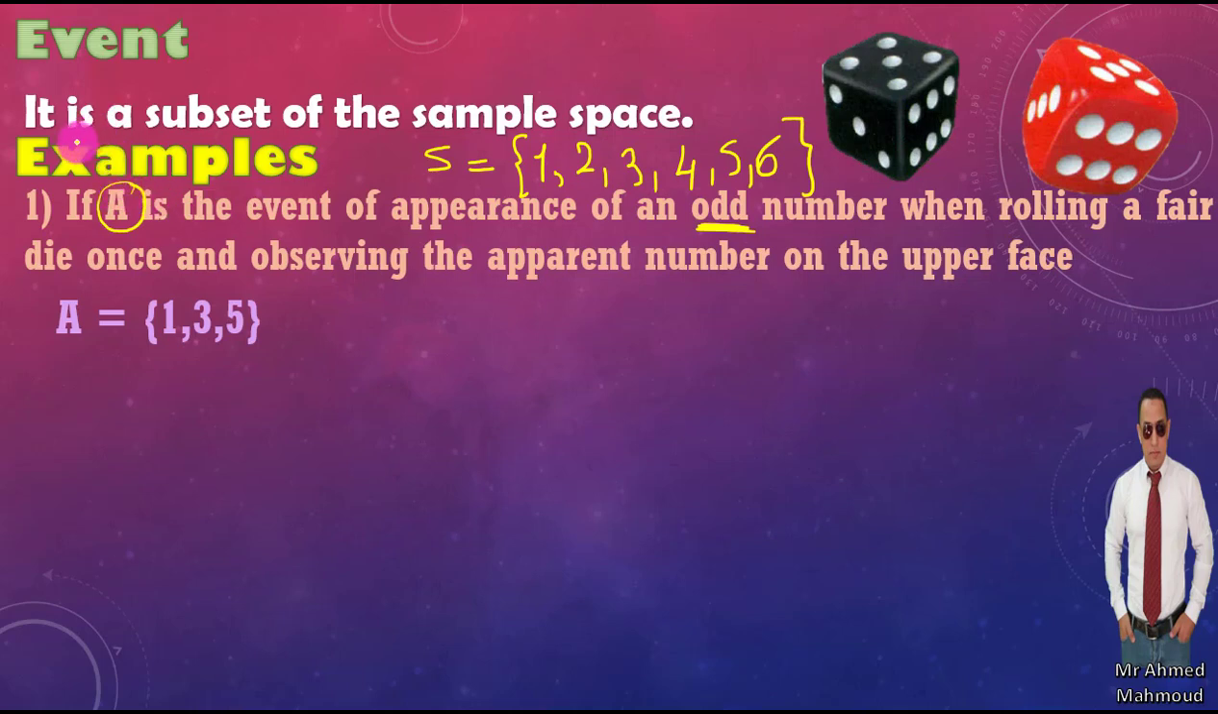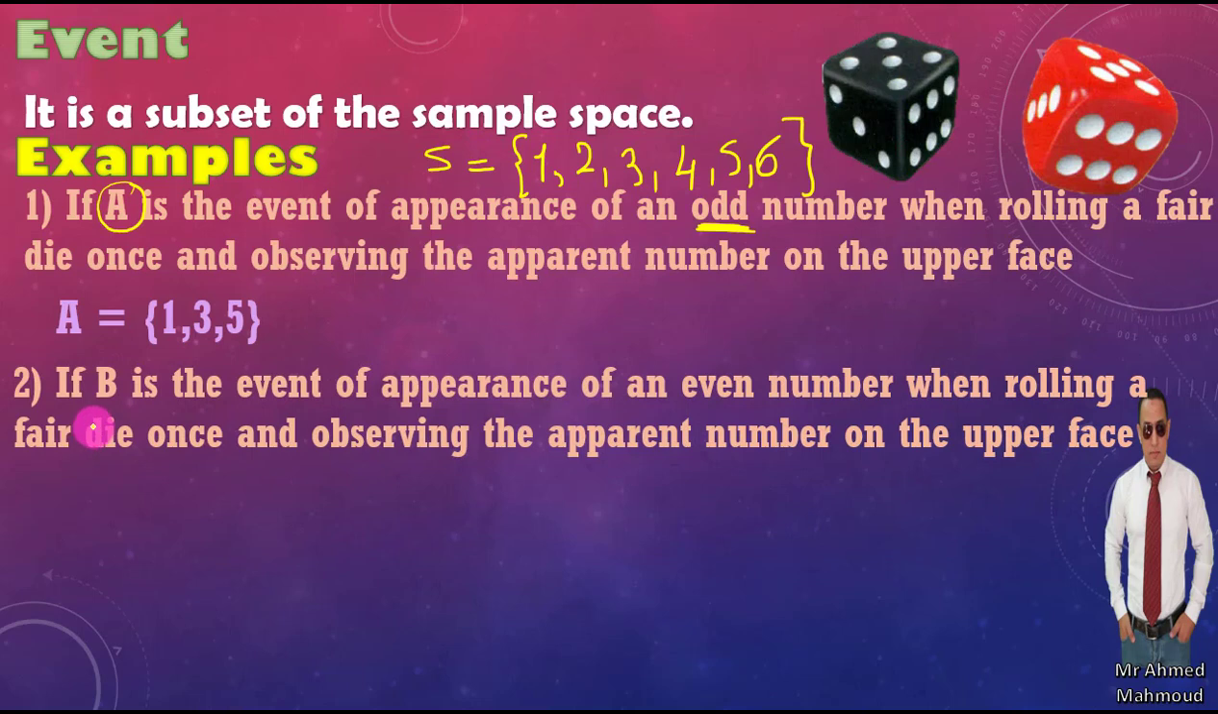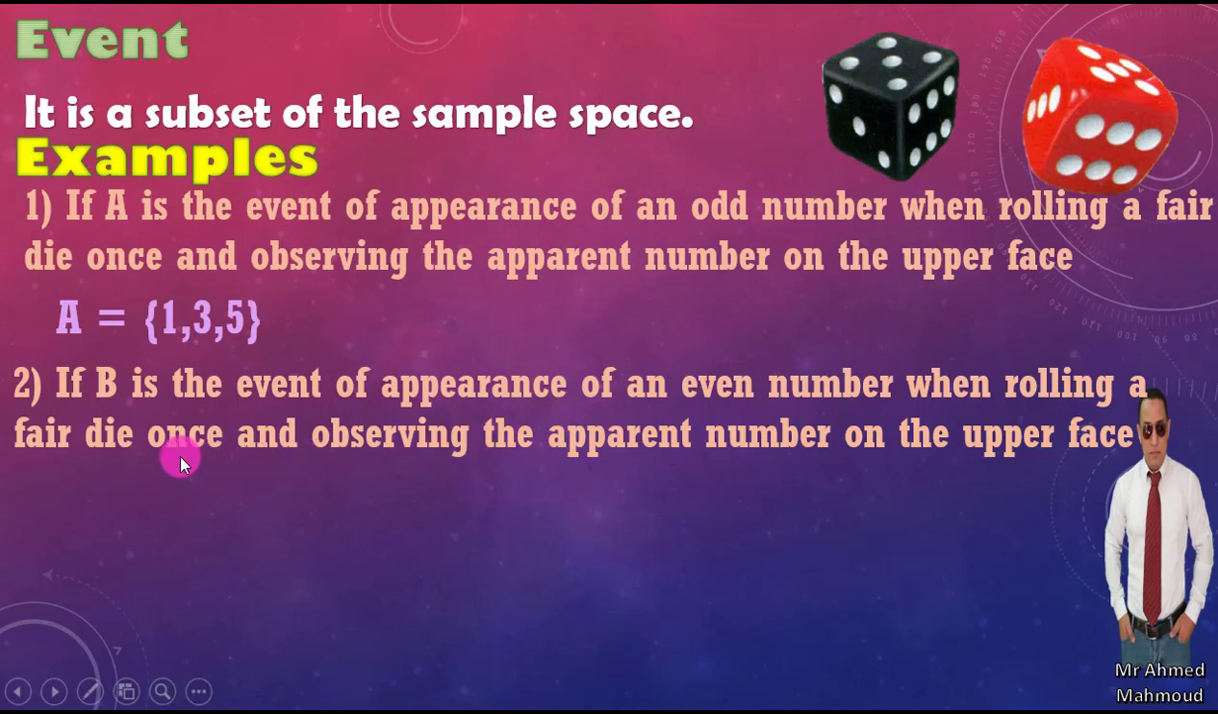So we said that the event is a subset of the sample space, or a part of the sample space. Another example: if we have another event B, and B represents the even numbers. The even numbers from here are 2, 4, and 6. So B equals {2, 4, 6}, the even numbers from the sample space.